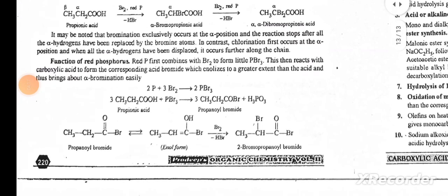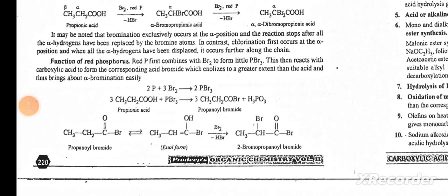It may be noted that bromination exclusively occurs at the alpha position, and the reaction stops after all the alpha hydrogens have been replaced by bromine atoms. In contrast, chlorination first occurs at the alpha position, and when all the alpha hydrogens have been displaced, it occurs further along the chain.